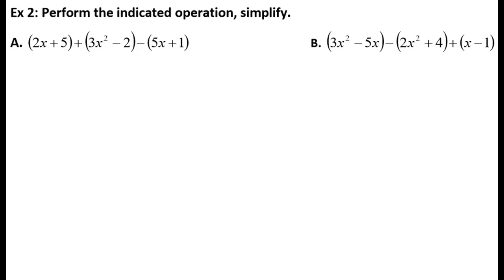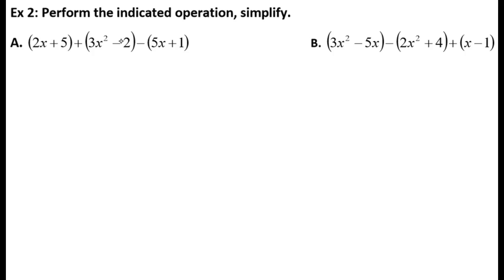In example 2 here, it says perform the indicated operation and simplify. So they're trying to not necessarily confuse you, but just make the problem a little bit longer. So I have 3 sets of parentheses here. And again, my hint for you would be to make sure you get rid of all negative signs first by distributing it to the parentheses.